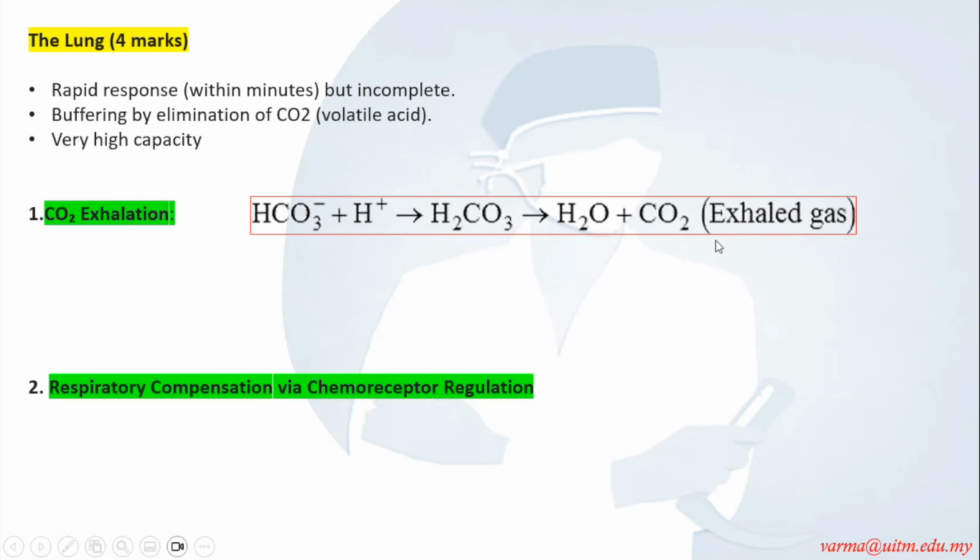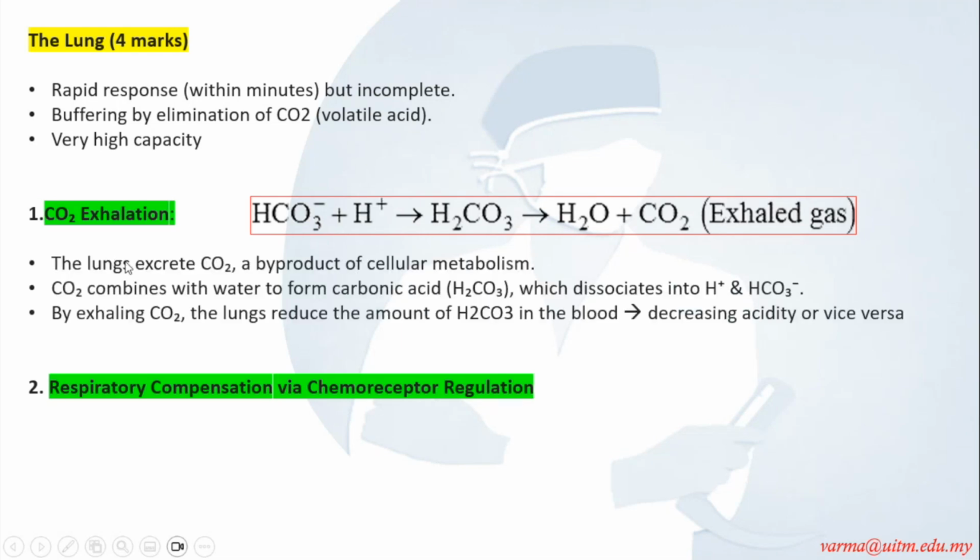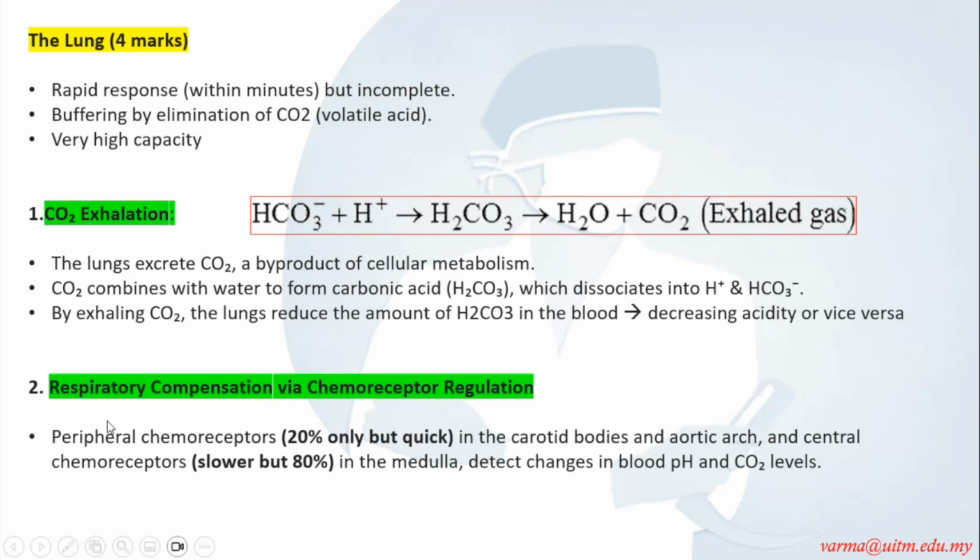So you're going to write this equation again. Lungs excrete CO2, a byproduct of cellular metabolism. CO2 combines with water again. If you already write this equation, you don't have to put it into words. By exhaling CO2, the lungs reduce the amount of H2CO3, decreasing the acidity, or vice versa. Let's say if it's alkalosis, we are talking about the other way now. Okay, how do they do it?